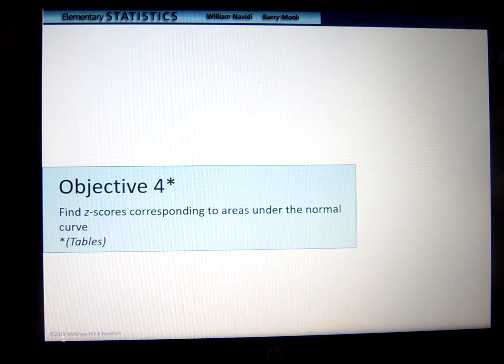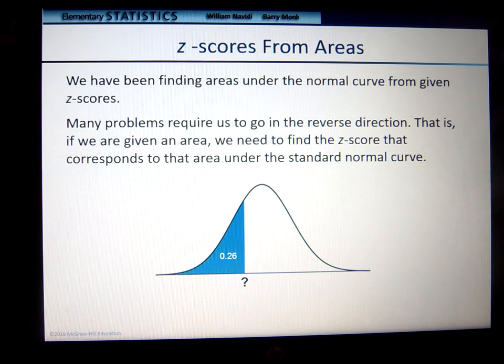Looking for the z-scores corresponding to the areas under the normal curve. We have been finding the areas under the normal curve from the z-scores. Many problems require us to go in the reverse direction, so if we're given the area, we need to find a z-score that corresponds to that area under the normal curve.